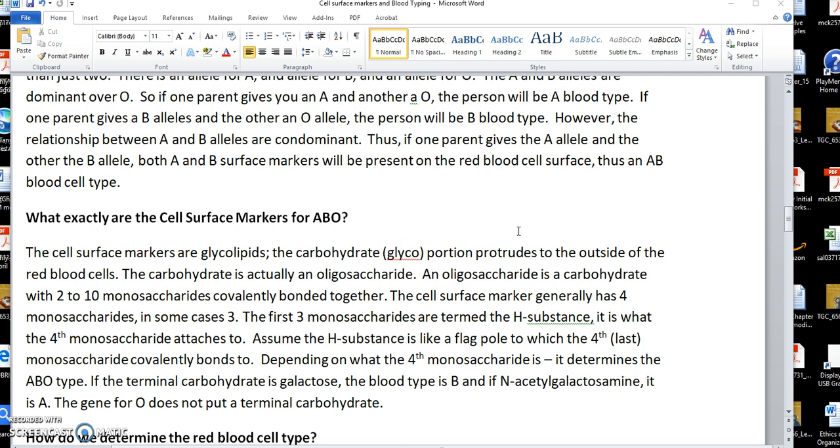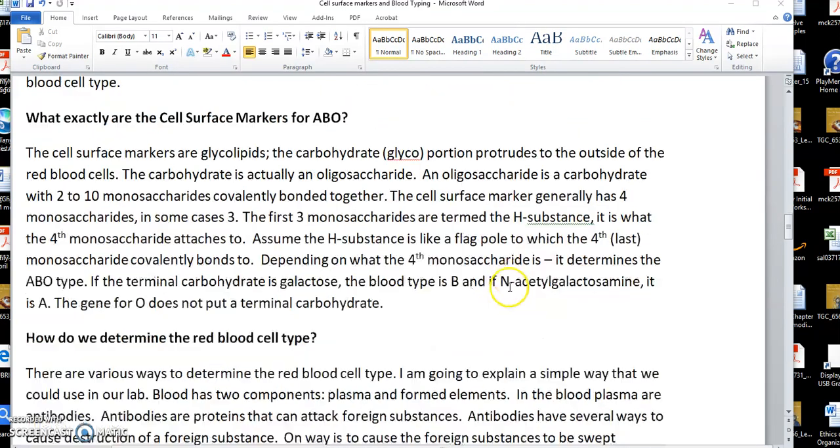So, for example, if you had galactose as the terminal carbohydrate, you type as B. If you had N-acetylgalactosamine, you type as A. So it's that terminal one. If you do not have a terminal, which would mean you have the H substance, then you would type as O. That's essentially what the markers are.